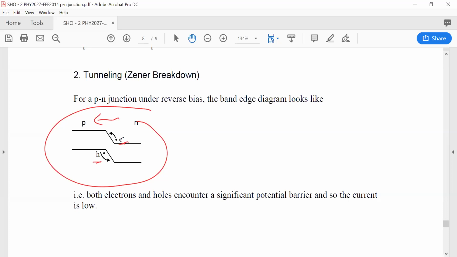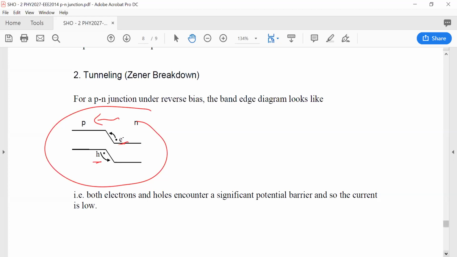And the reverse bias makes that built-in field bigger. And because it's quite significant, it means the likelihood of a carrier being able to overcome the barrier is really low. And so ideally, only a low current will flow across the junction.